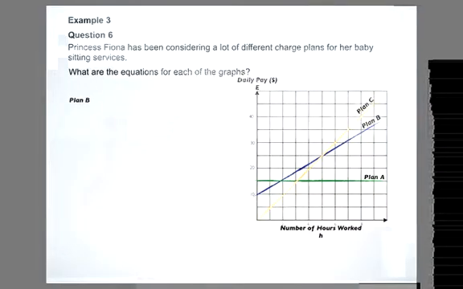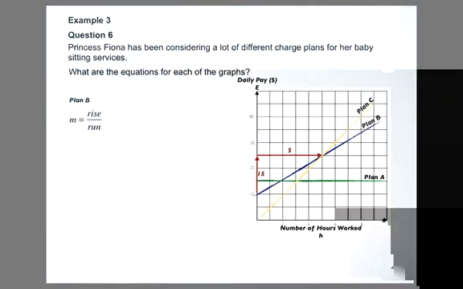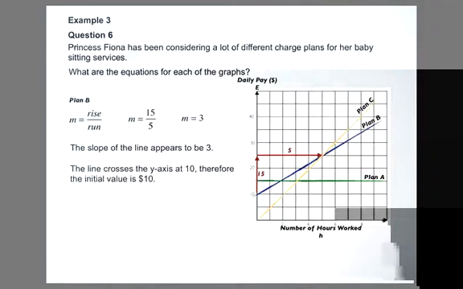For Plan B, we have to find the slope. We need the rise over the run. If we go to a point that we know, we have a rise of 15 and a run of 5. This gives us a slope of m, 15 over 5, which simplifies to m equals 3. So that means her rate of change is 3. The line crosses the y-axis at 10. Therefore, the initial value is $10. So the equation for this is E is equal to 10 plus 3h. That's Plan B.